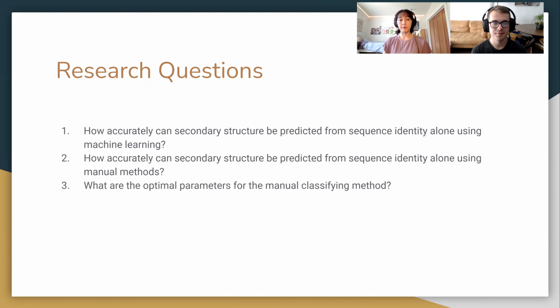Our research questions were: how accurately can secondary structure be predicted from machine learning? How accurately can it be predicted from manual methods? And how do we optimize those parameters in the manual method?